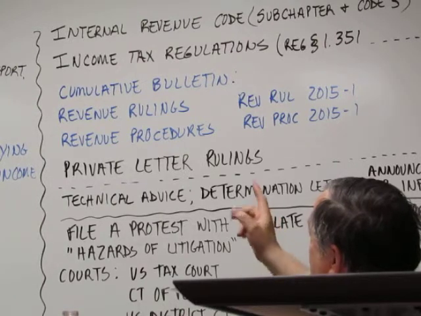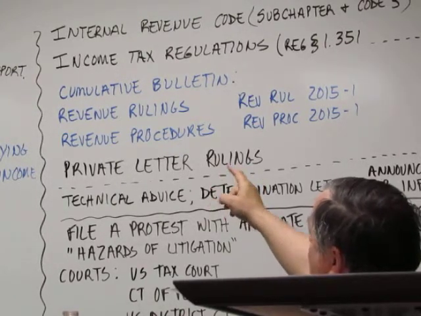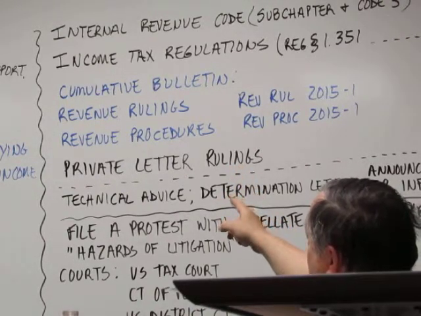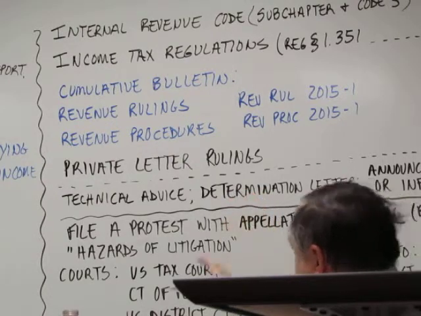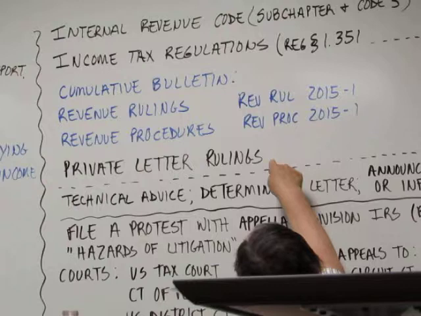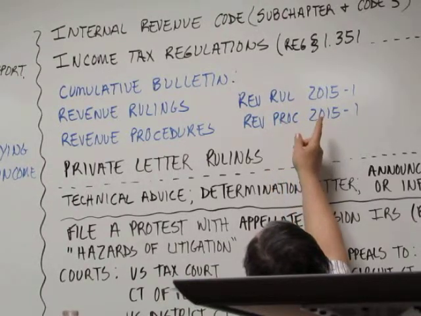Now, what's second most important? Well, the Cumulative Bulletin has 2 documents. Let's talk about the first one, revenue rulings, and then let's talk about private letter rulings. So, this one and this one. By the way, the first revenue ruling for this year would be 2005-1.